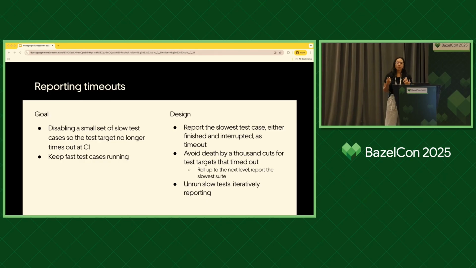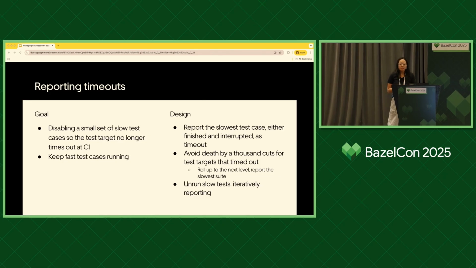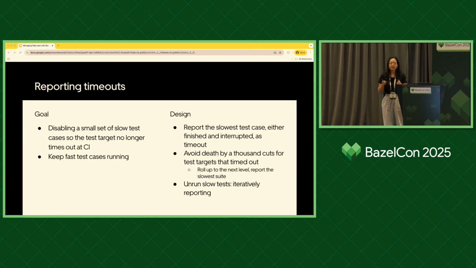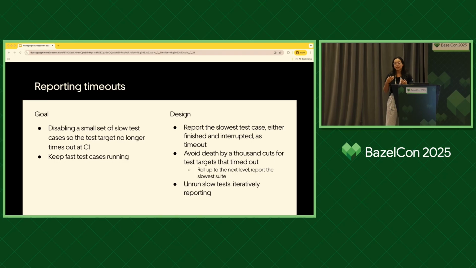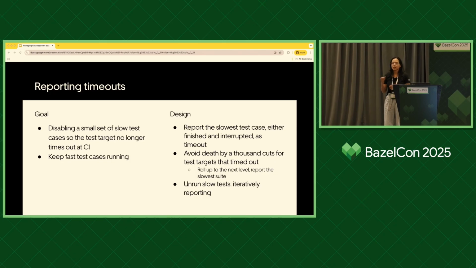So now that we have more granular level information, our goal is to basically disable the slowest subtests. Our approach is to find the slowest subtest in the test target definition and mark that subtest as a timeout. But a test suite could have many slow subtests. So you can imagine that every time we detect a subtest as slow, if there are many slow subtests, this test target could continuously time out in the reporting.